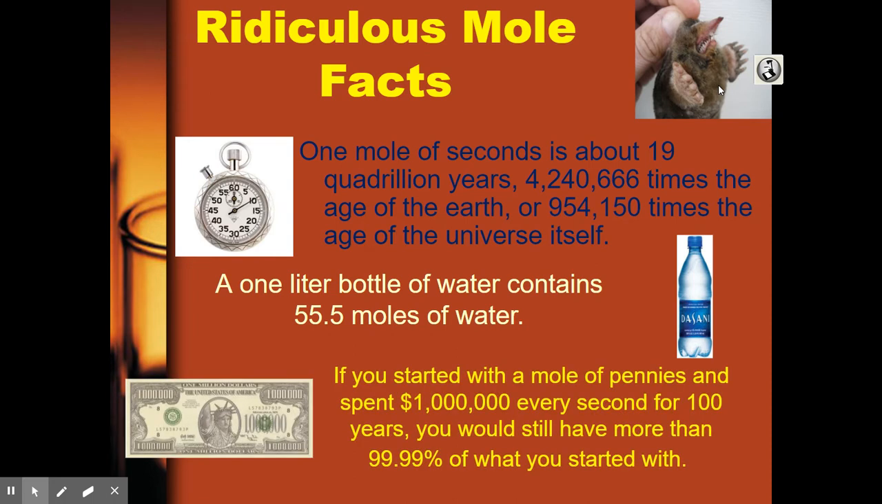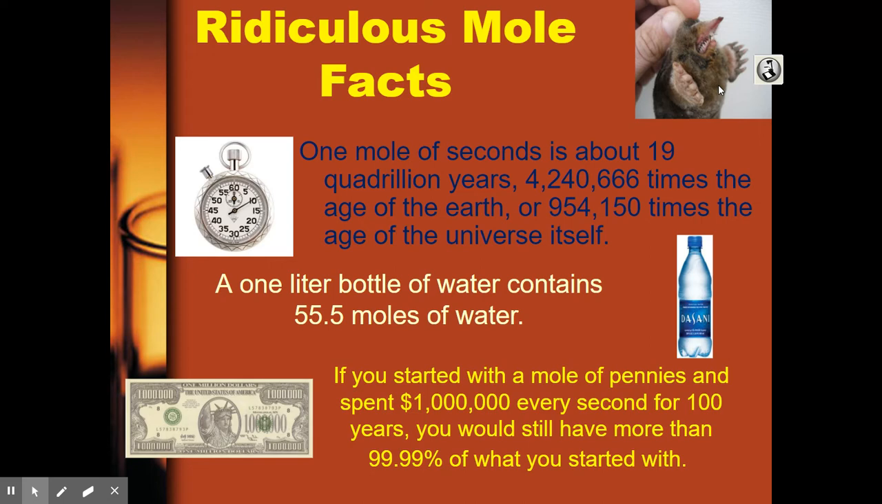All right. This is the one that's interesting to me. If you started with a mole of pennies and spent $1 million every second for 100 years, at the end of that 100 years, you'd still have 99.9% of the money you started with. That's how crazy big this number is.